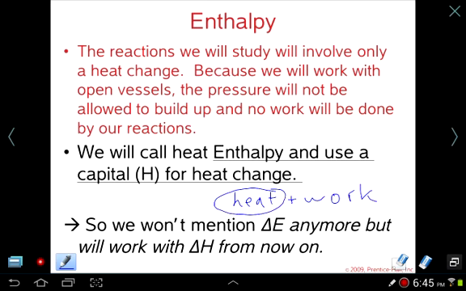And so we're going to change from delta E, which has both of these, to just delta H, which has just the heat component. And essentially, that's going to be it for now, for the first lesson here. We'll take a look at the heat component starting with the next lecture.